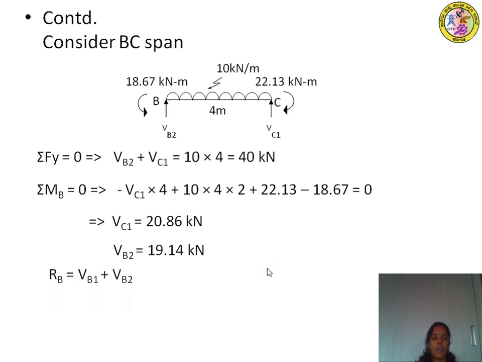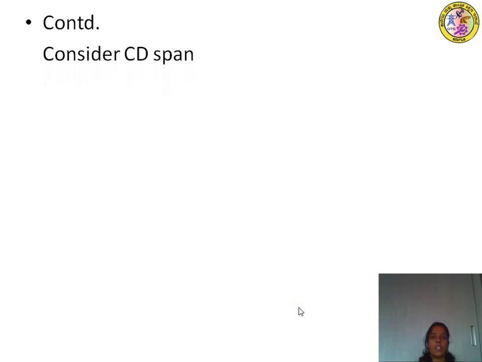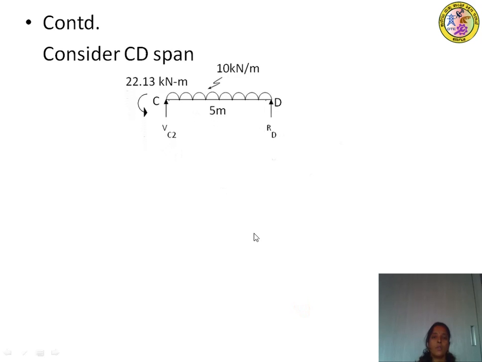So the reaction at B is the summation of VB1 plus VB2. That is 22.88 plus 19.14, which is equal to 42.02 kilonewton. So the total reaction at B is 42.02 kilonewton. Next, let us consider the last member, that is the CD member. CD is also subjected to a UDL of 10 kilonewton per meter. This is the member CD along with the end moments.